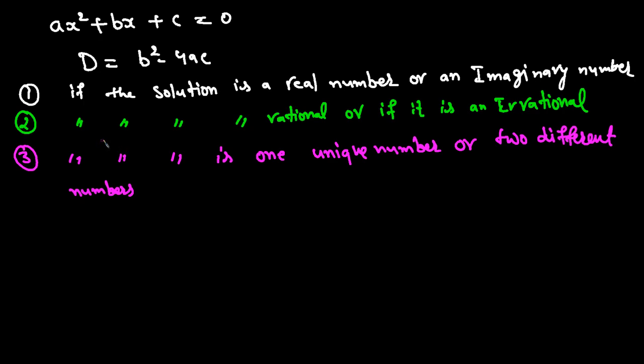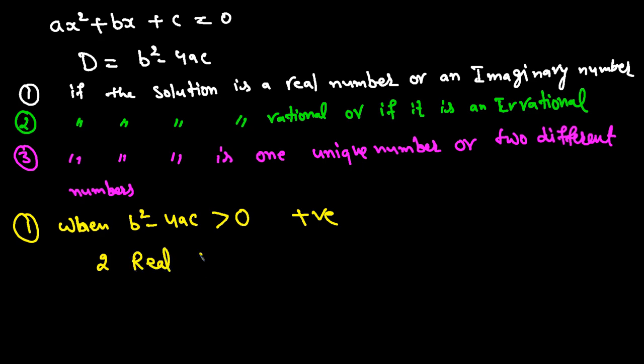Okay. So how do you know all these things? The one thing is, when the discriminant b squared minus 4ac is greater than 0, that means it is a positive discriminant. In that case, there are two real solutions.